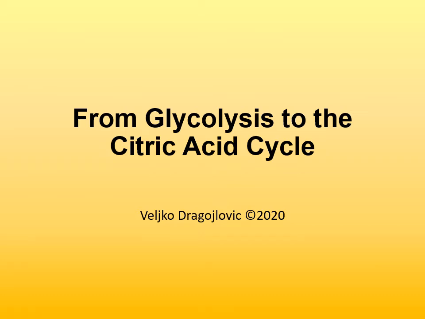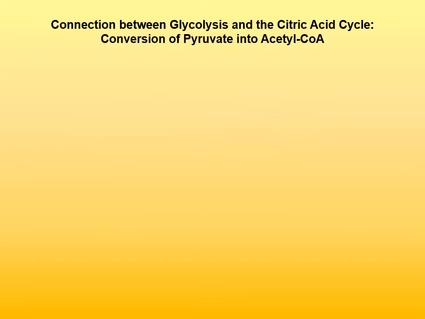In this lecture, we will examine the pathway that connects glycolysis to the citric acid cycle. The product of glycolysis is pyruvate, and the compound that enters the citric acid cycle is acetyl coenzyme A. So the conversion of pyruvate into acetyl coenzyme A is the biochemical pathway that connects glycolysis to the citric acid cycle.